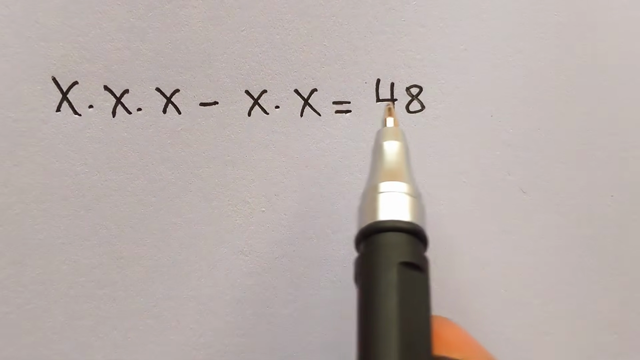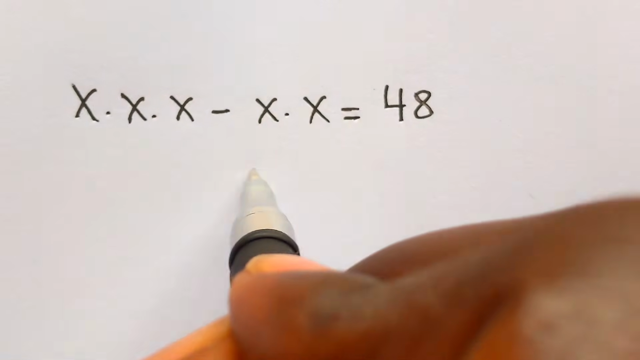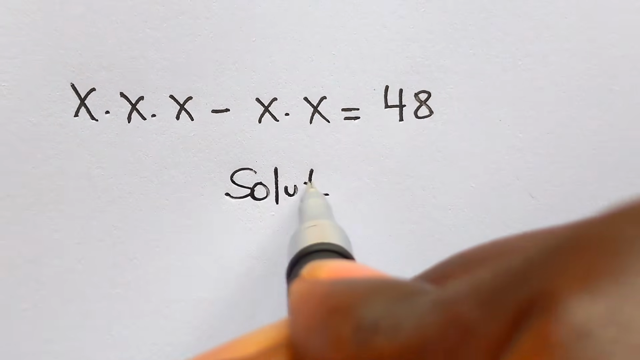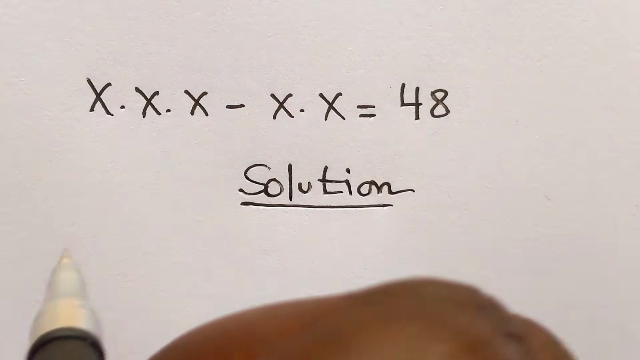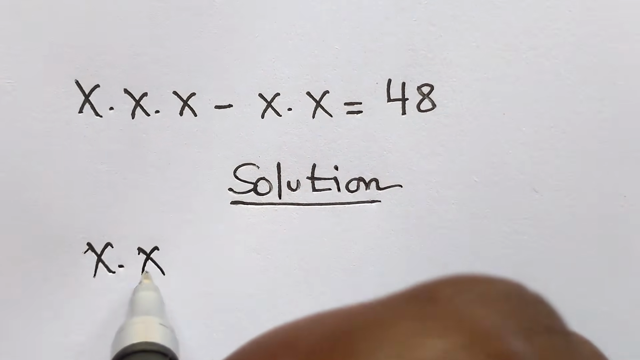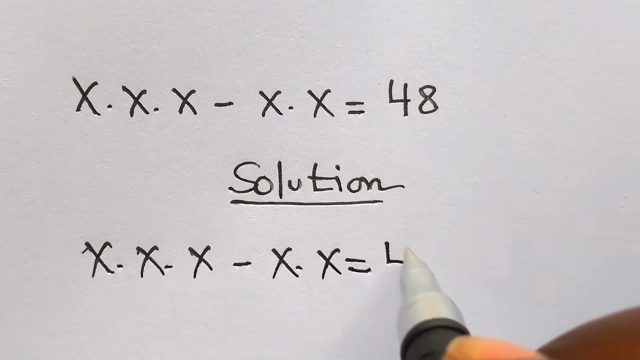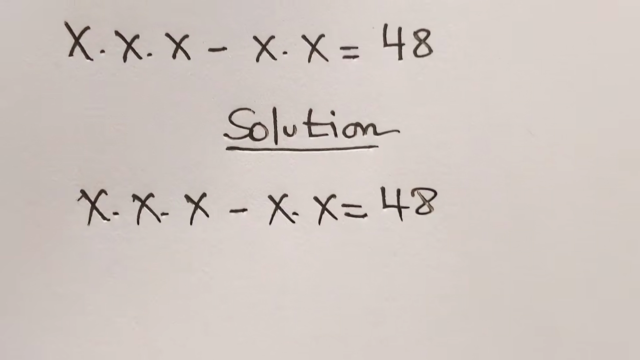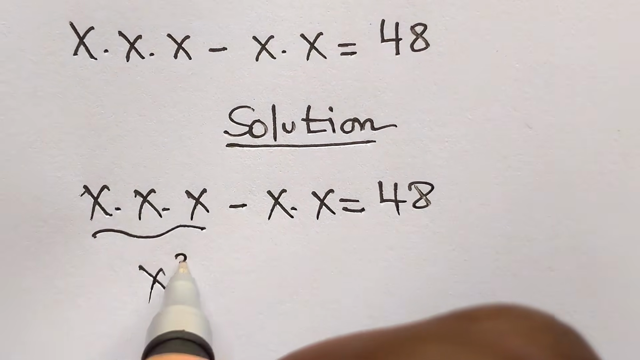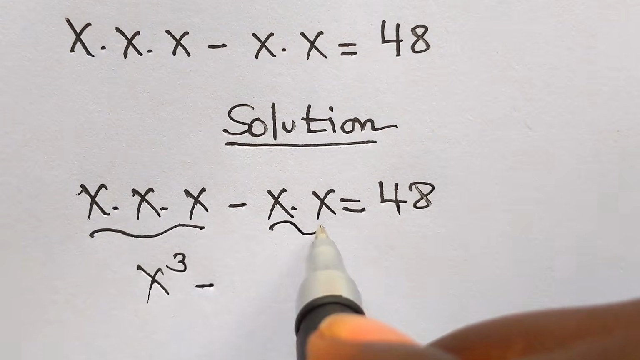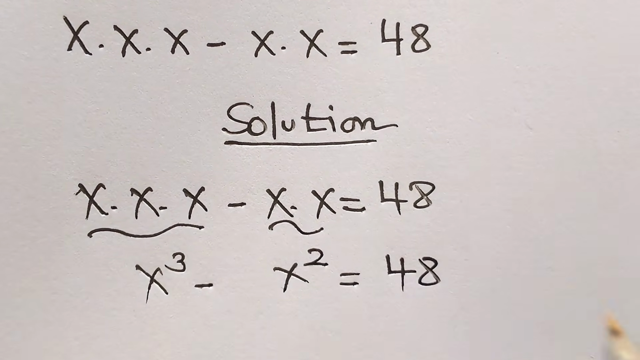Today's video we have been given a question: x times x times x minus x times x equals 48. Solution. Here I have to copy what we have: x times x times x minus x times x equals 48. You can write this in a simple way as x power 3 minus x squared equals 48.